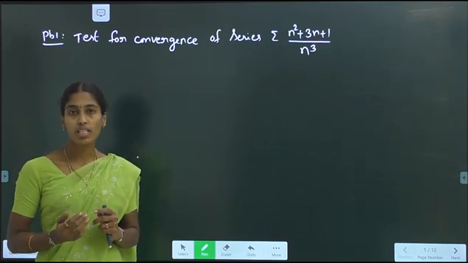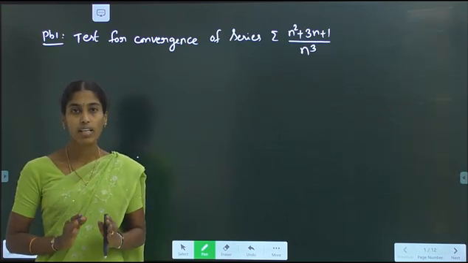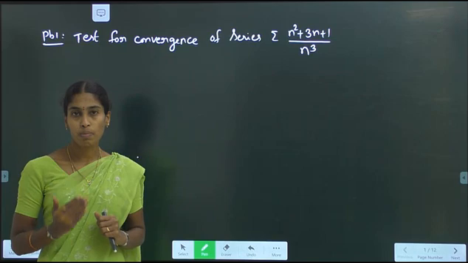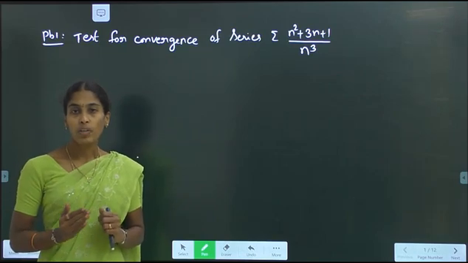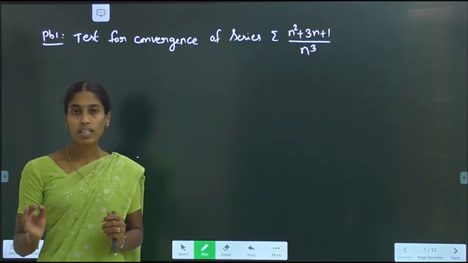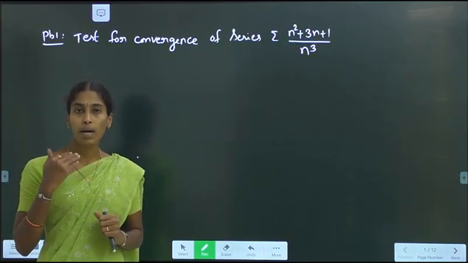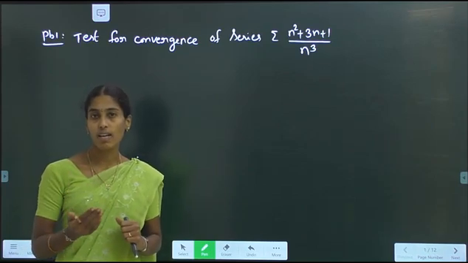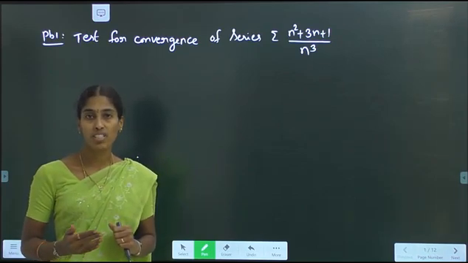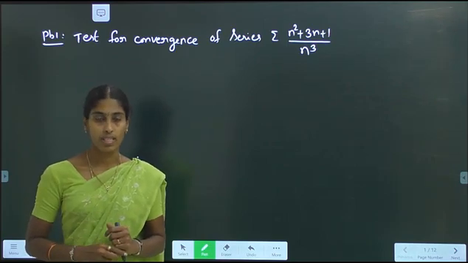Otherwise, in the comparison test for convergence, divergence and the limit form, to find out the nature of the series, we have to identify another series in such a way that that series nature must be known, right? Then we compare the given series and the known series. With the help of these two series, and by applying the comparison test for convergence, divergence or limit form of comparison test, we identify the nature of the given series, right?